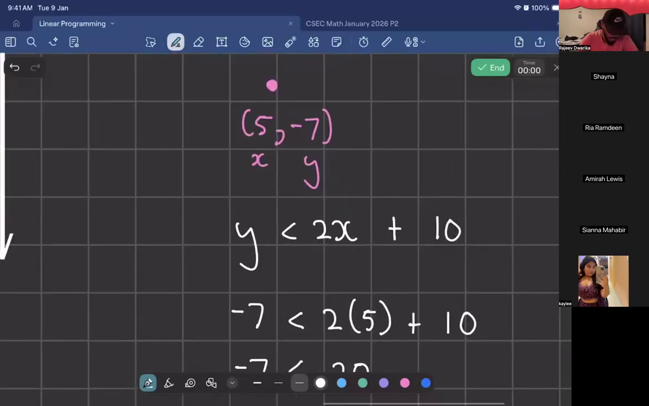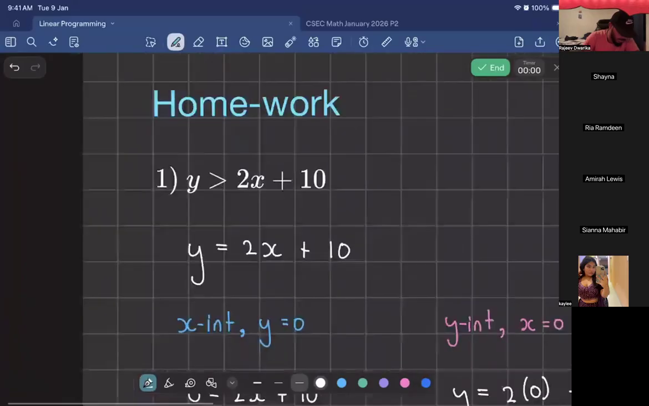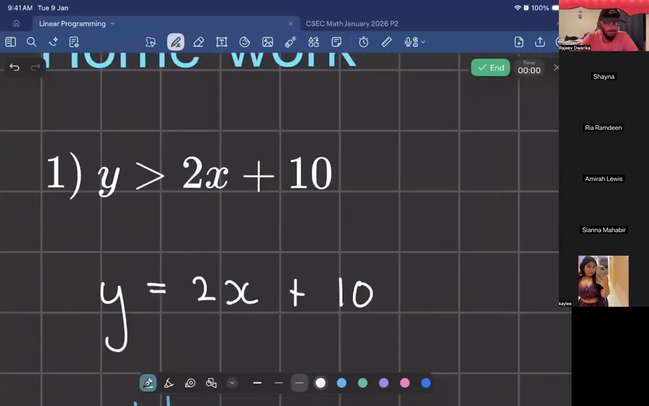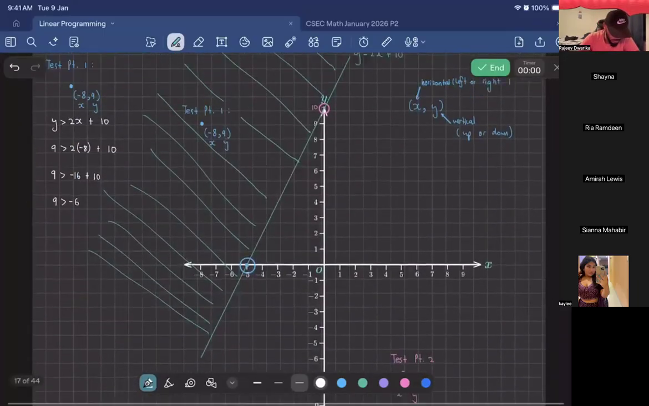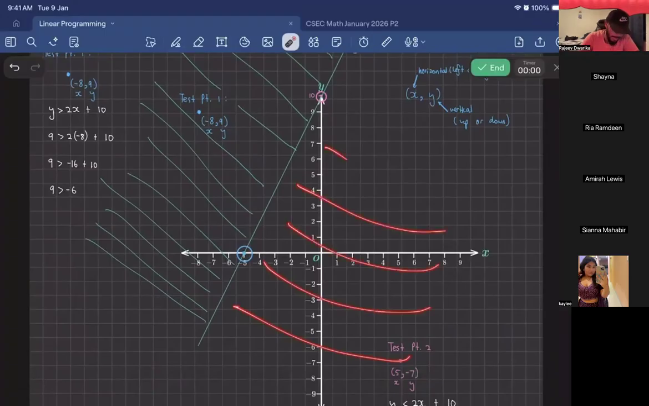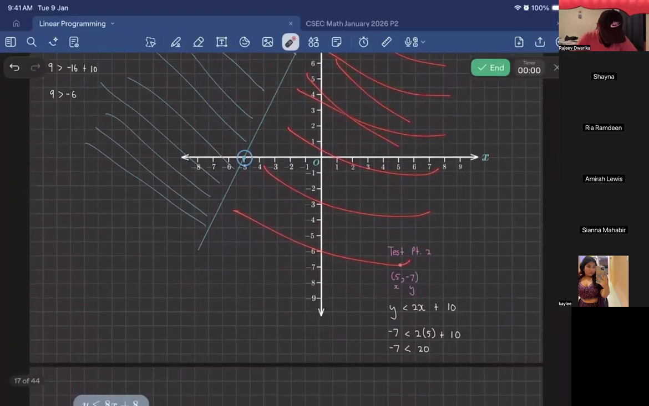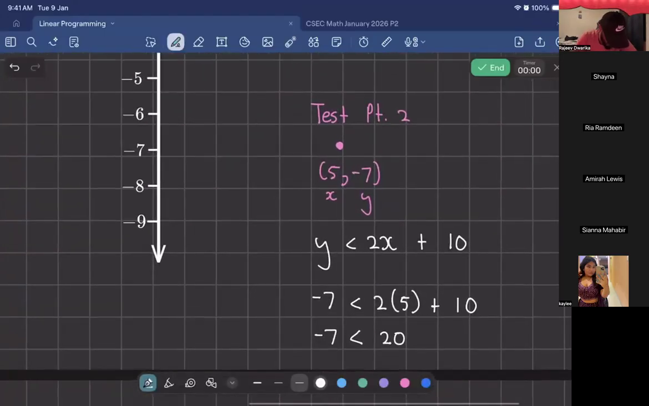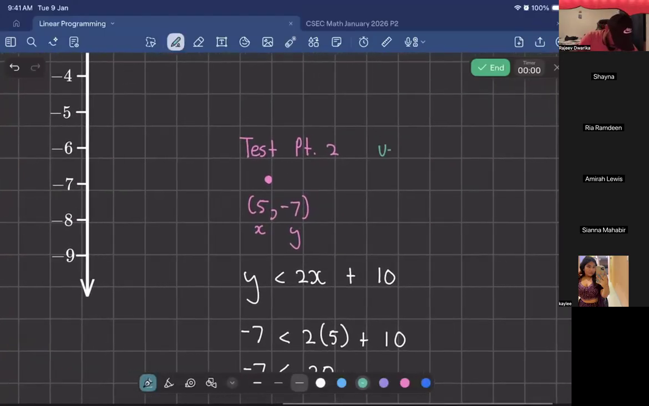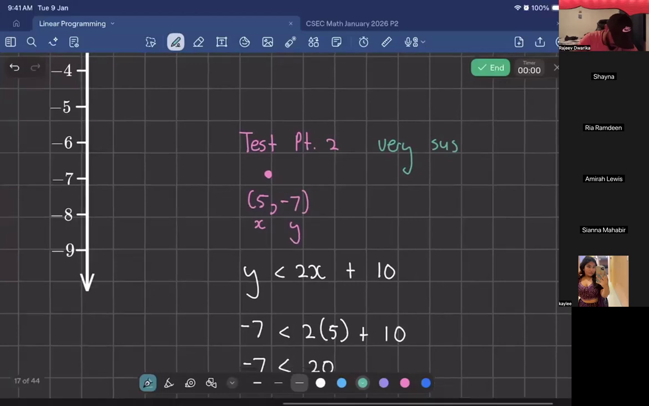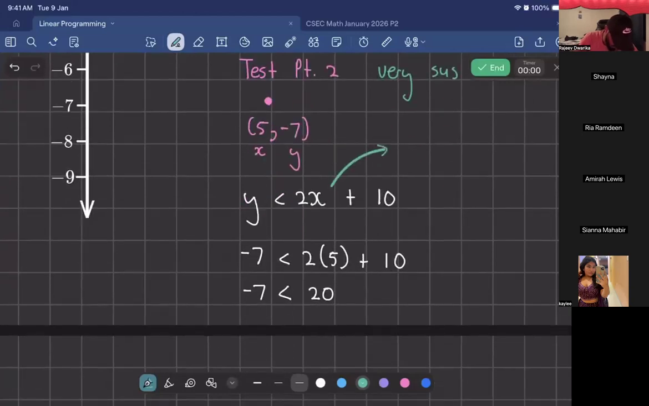Let me ask that question. Did we actually want less than or did we want more than? We wanted more than. So is it right for me to shade this side or not? No, because we wanted more than. Exactly. So this is sus, right? Very sus. We wanted more than. Hence, we are not shading this side.